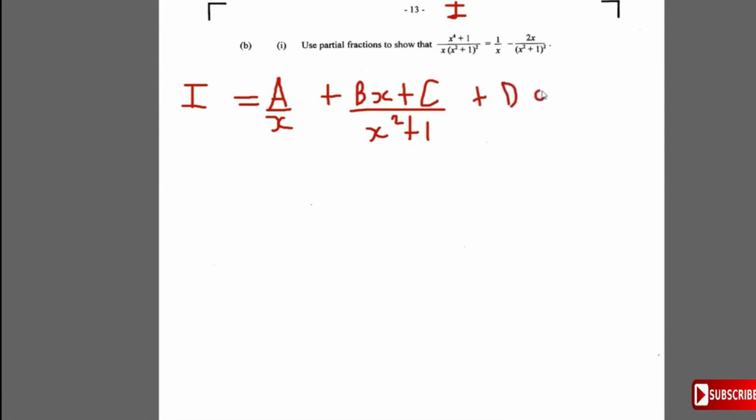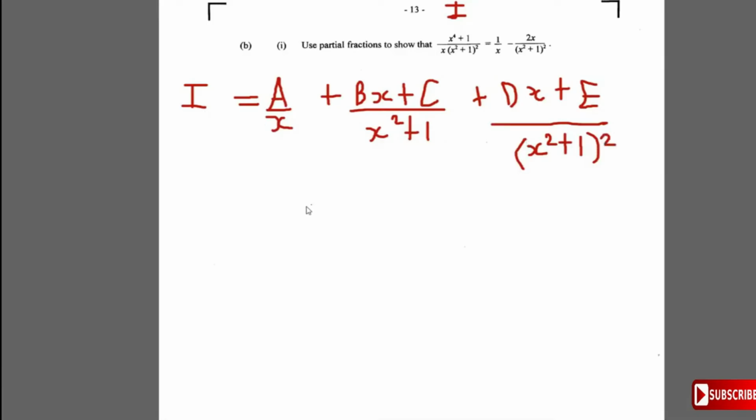So I can be separated in partial fractions as A over x, plus (Bx plus C) over x squared plus 1, plus (Dx plus E) over (x squared plus 1) all squared. So this is I.